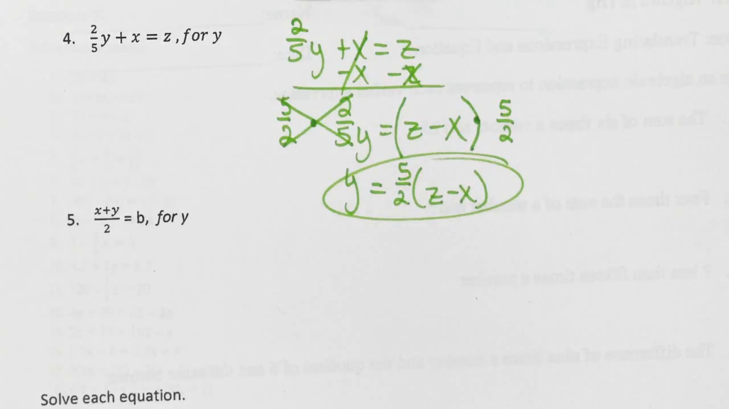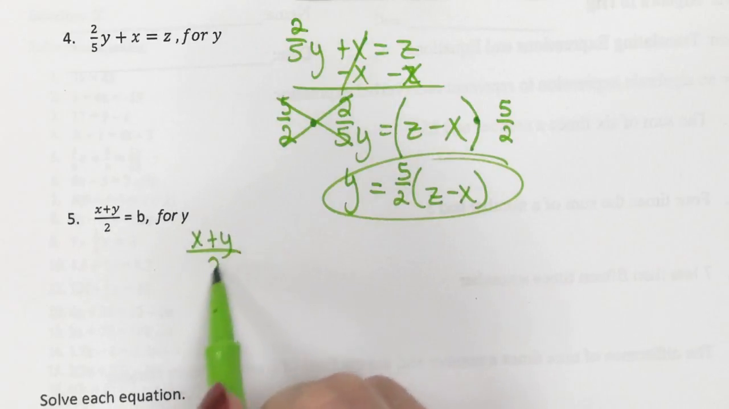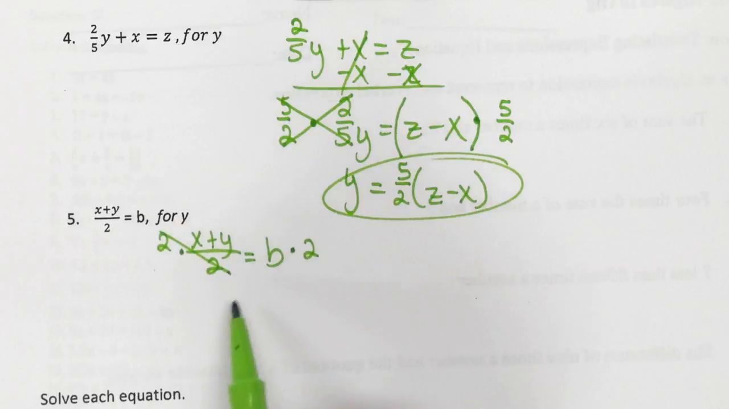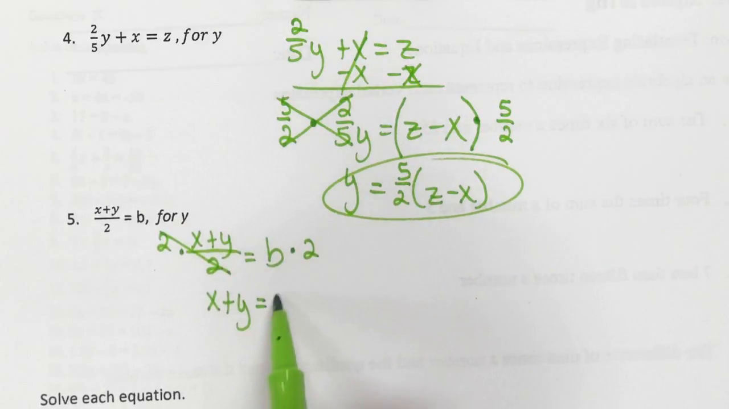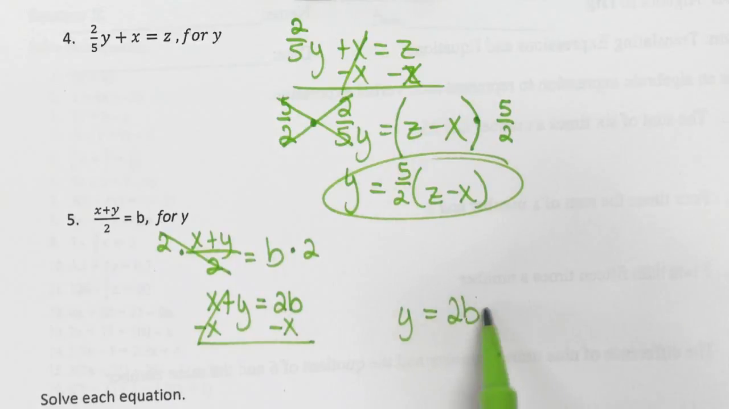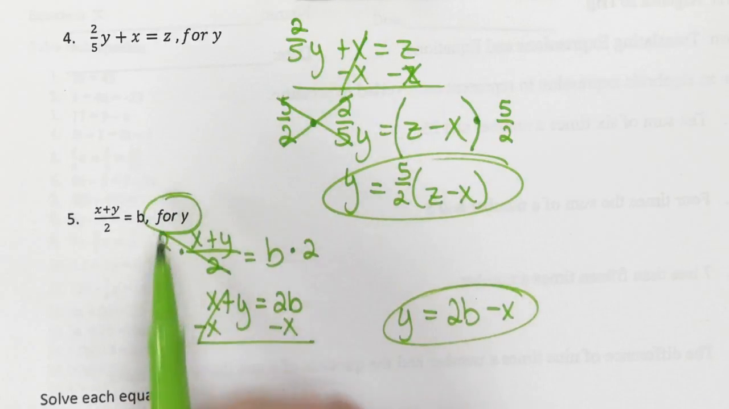Yes, no, maybe? All right, what about number 5? Last one. You multiply it on the inside. By 2. Very nice. So you get x plus y equals 2b. You subtract, yep. And y equals 2b. There you go. Are y'all okay? Yeah? Yes, ma'am. Because it says to get y by itself. Yeah.